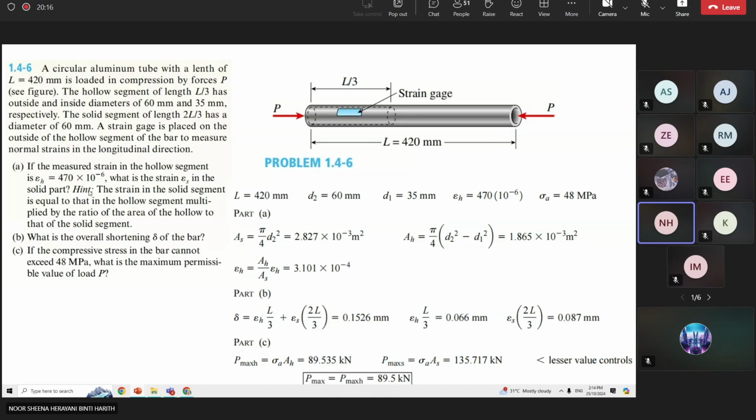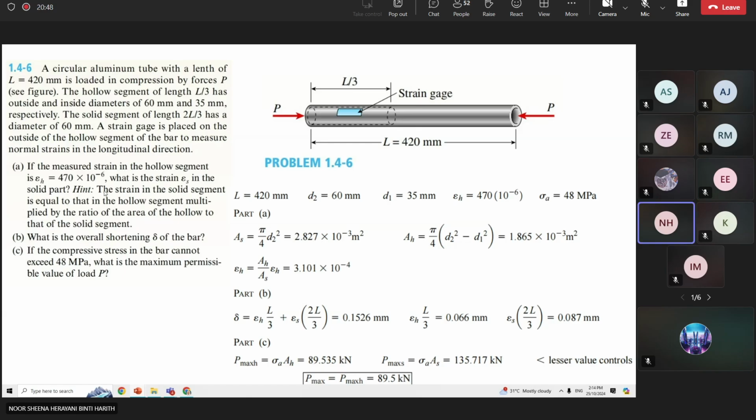From the question, part A: if the measured strain in the hollow segment, epsilon h, is the strain value for the hollow segment, equals 470 times 10 to the power minus 6, what is the strain epsilon at the solid segment? Meaning over here, what is the value for the strain at the solid segment?